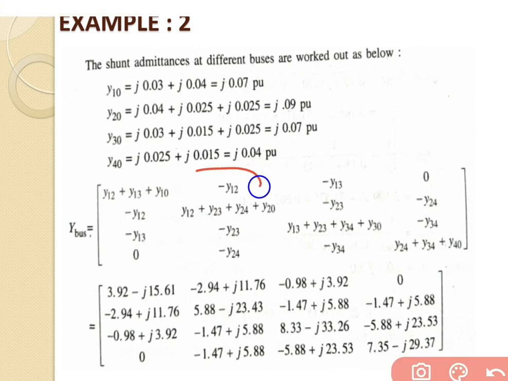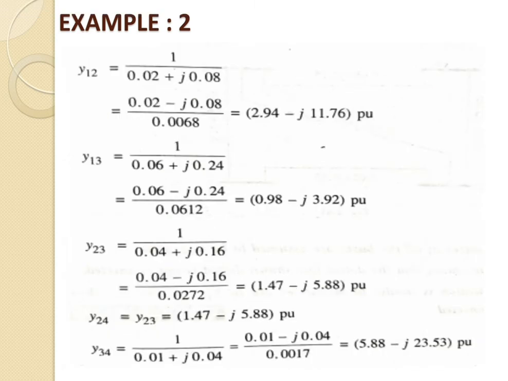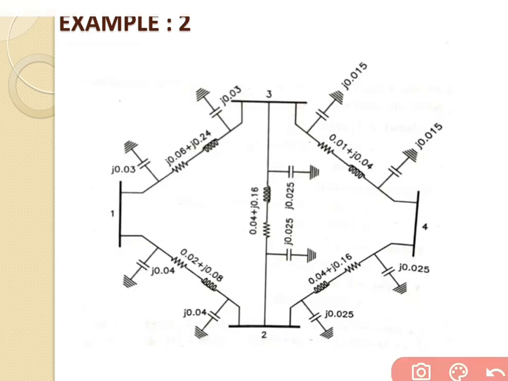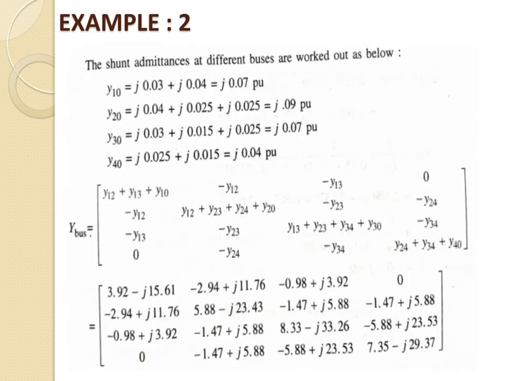Same way, we write minus y12, minus y13, and a 0 term, because there is not any connection between 1 and 4. From the figure, there is no connection between 1 to 4, so that's why it is written as 0. Then here is your minus y12.